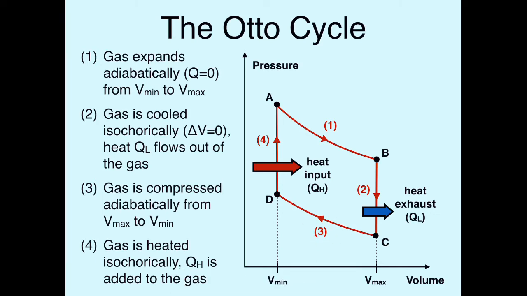The last thing that happens is we heat the gas up isochorically. So again, no volume change here from point D to point A. So while that's happening, there's heat flowing into the gas now. There's an input of heat, which we call QH. That's where it happens right here. So that's the Otto cycle. What we're going to do now is derive a formula for the efficiency of the Otto cycle.